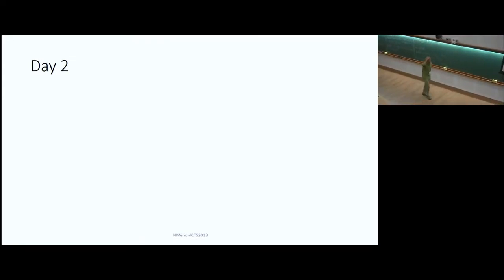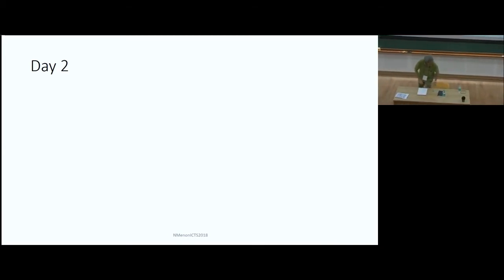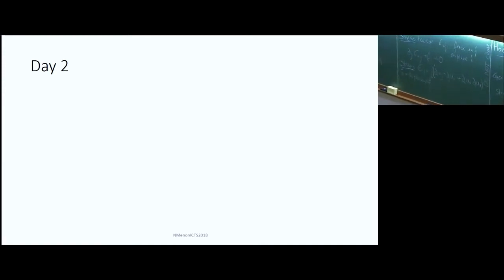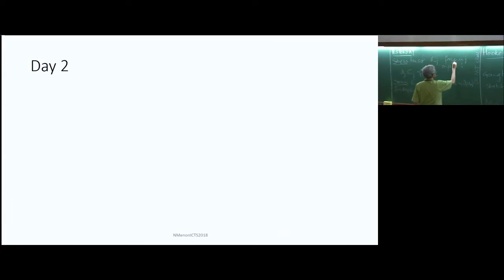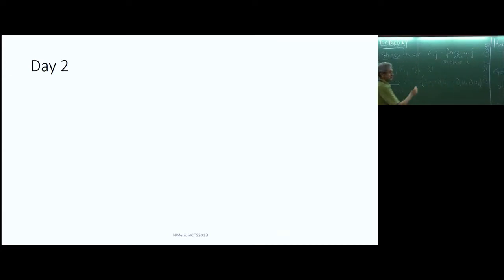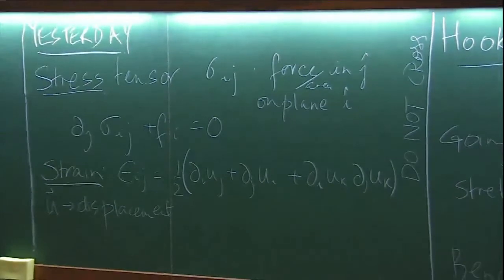So I just wanted to quickly repeat some things that we talked about last time before going ahead and addressing one or two questions that came up with various people in conversations. Okay, so we started off by describing stress. This object is the force per area in the j direction on a plane whose normal is in the i direction. We looked at that for a while.